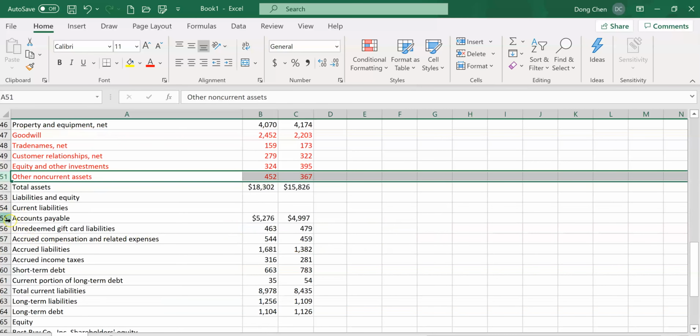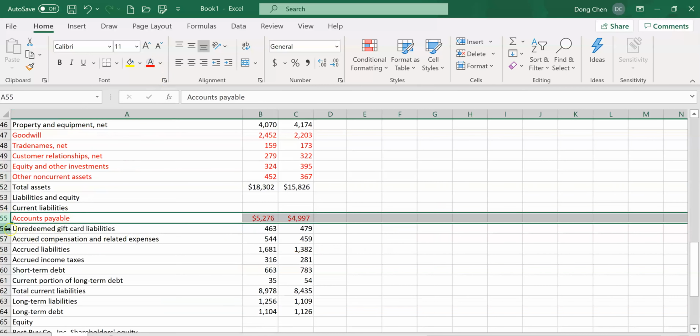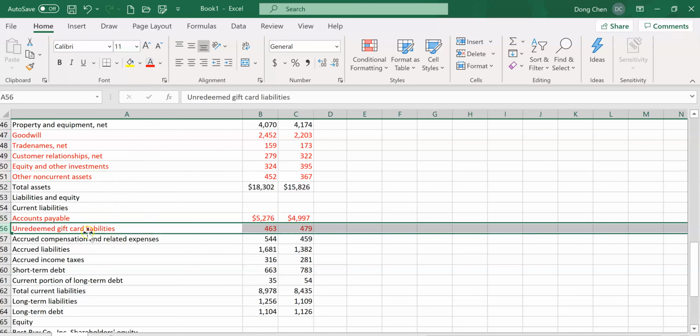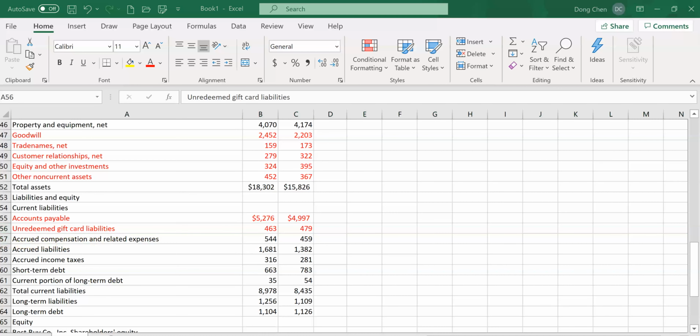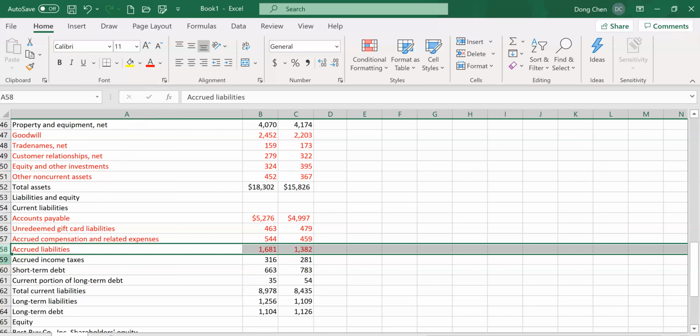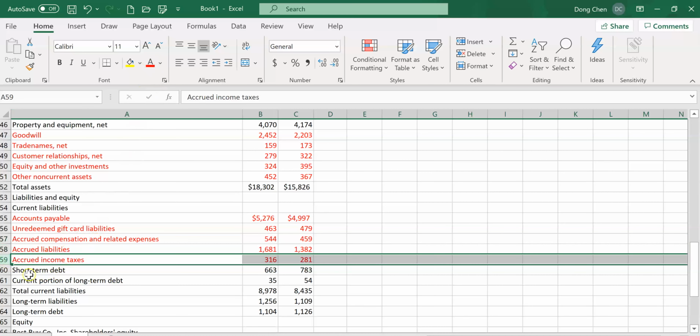And we start from current liabilities. Accounts payable is operating, and unredeemed gift card liabilities, and this is also operating, right? Because this is like deferred revenue, as we were learning in module 5. Accrued compensation and related expense is also operating. Accrued liabilities operating. Accrued income taxes operating too. And short-term debt, this is financing related, so it's not operating. And current portion of long-term debt is also financing related, not operating.